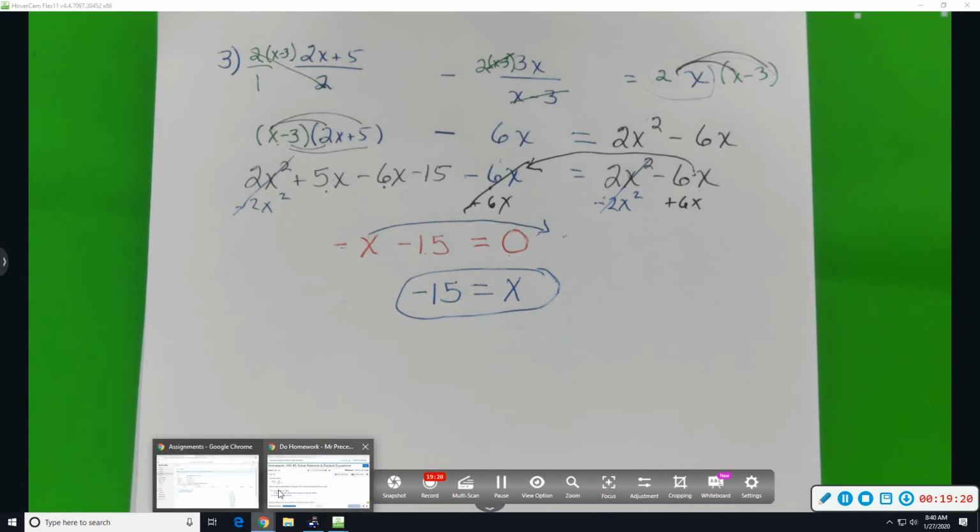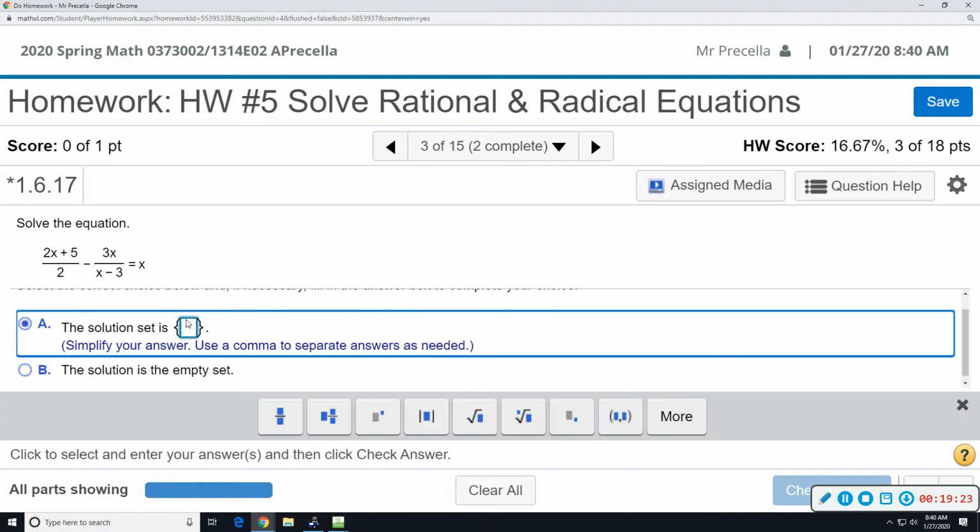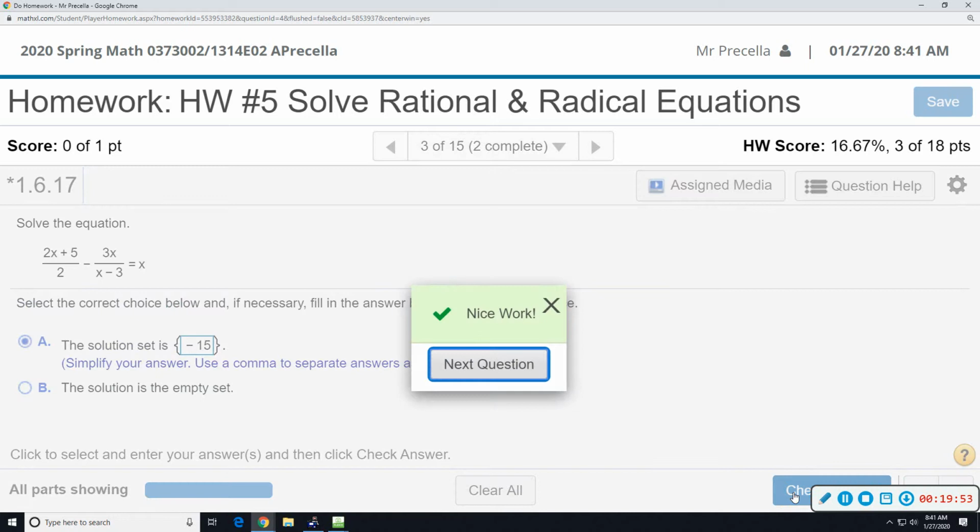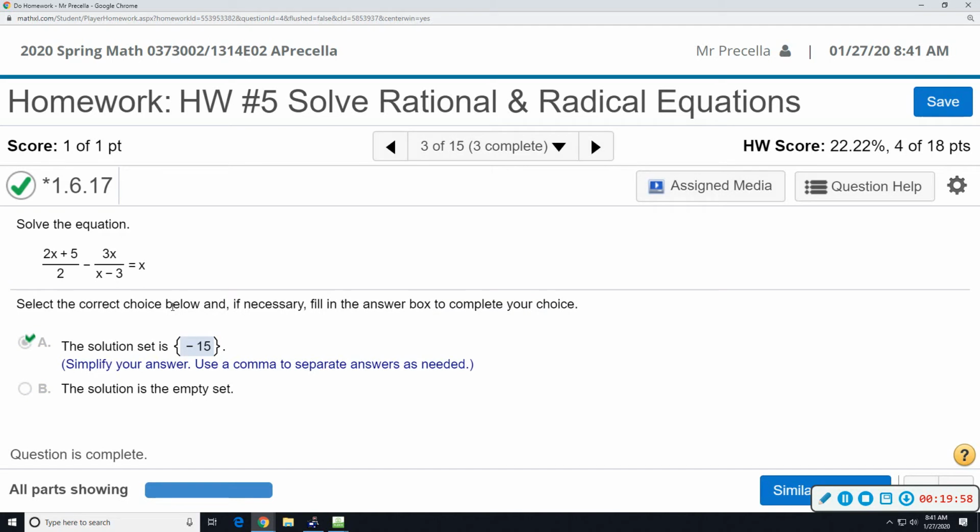Pull it back. Negative 15. Now notice that other option of the empty set. What would make this fraction undefined here? What would give me a 0 in the bottom? A positive 3. If you had wound up with 3 as your answer, you would have to choose this empty set. I'm not sure if that ever happens on the homework. Okay? So negative 15. Any questions? This one was kind of messy.